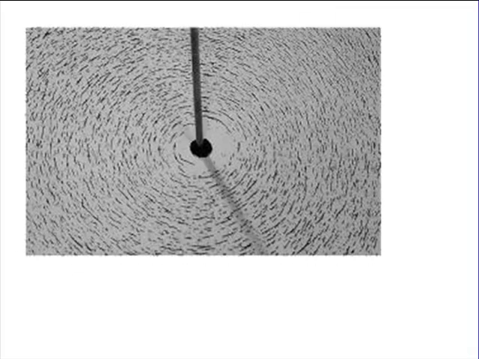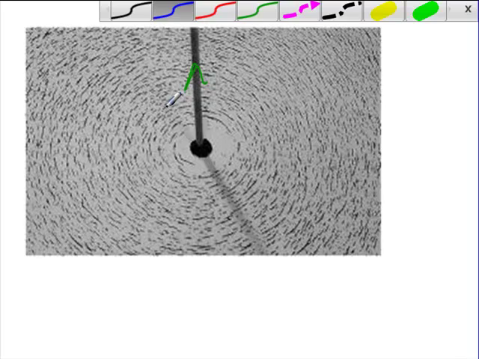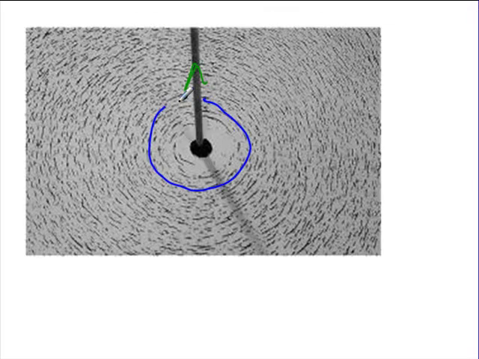So if we go back here, if the current were coming out of the page, then if you put your thumb along this wire, you'll find that your fingers curl counterclockwise, suggesting that this magnetic field goes counterclockwise. If the current were running into the page, you would find that the magnetic field was clockwise.